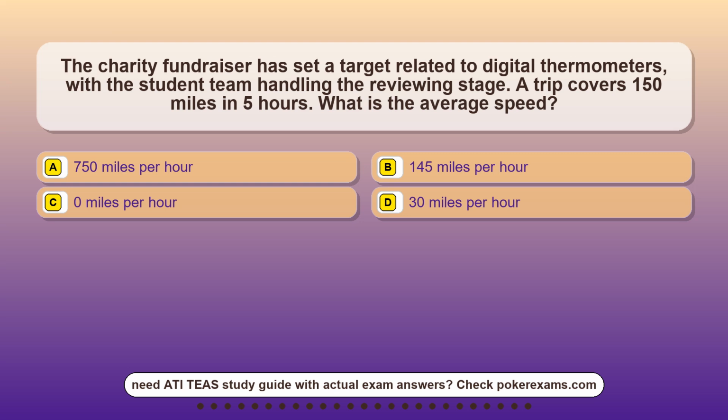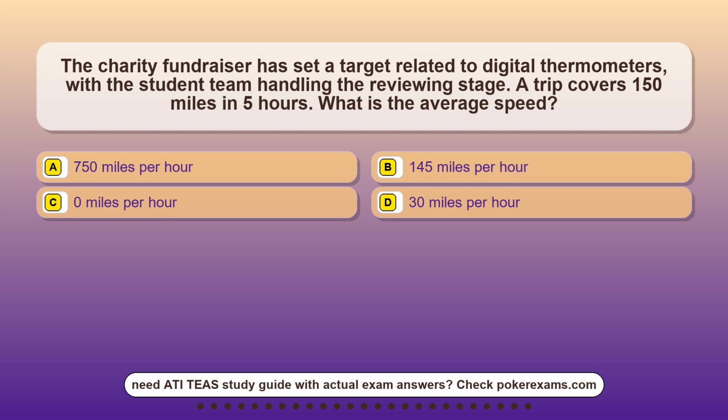Question 19. The charity fundraiser has set a target related to digital thermometers, with the student team handling the reviewing stage. A trip covers 150 miles in 5 hours. What is the average speed? Option A, 750 miles per hour. Option B, 145 miles per hour.